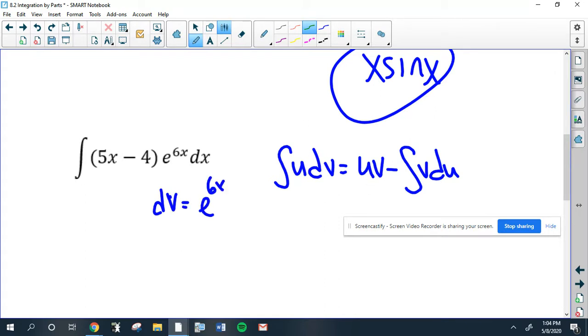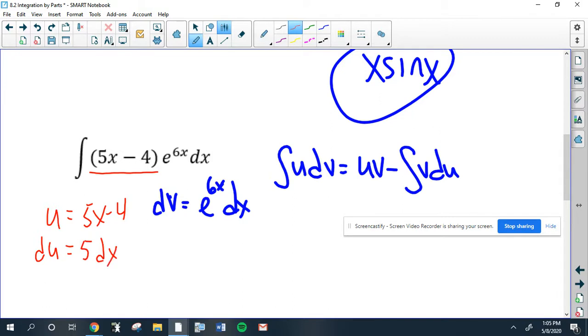Now you always have to include the dx with your dv because we're going to be integrating both sides. We need both of them. So what's left over is this simple linear function. That's going to be our u. Now for u, always take the derivative as you always did. That means du is 5 dx. For dv, you have to integrate to get v. And the integral of e to the 6x is 1/6 e to the 6x plus c. We'll take care of that at the end.